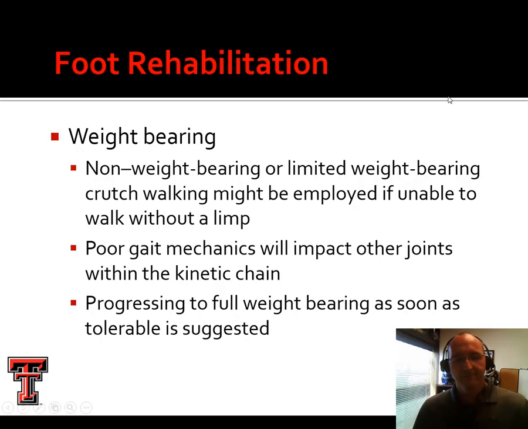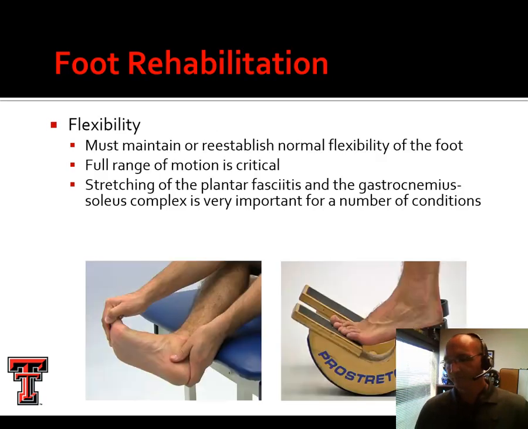For weight bearing, non-weight bearing means we are on crutches. We're not putting that foot down at all. Limited weight bearing, crutch walking, if they can do that without a limp, then that's going to, again, remember our optimal loading is more important than just rest. So when we can start to get them back bearing some load without making the condition worse, we want to do that. We want to get them back to full weight bearing as soon as tolerable.